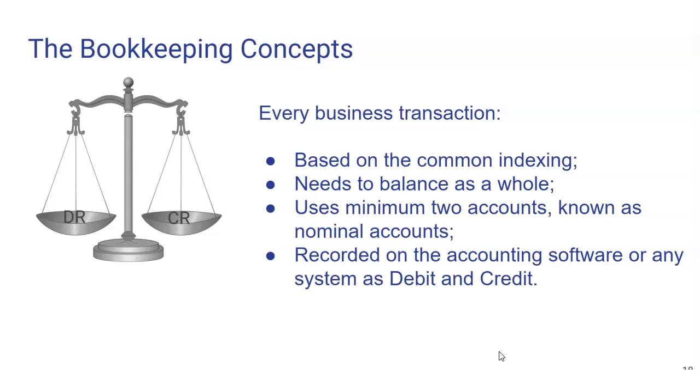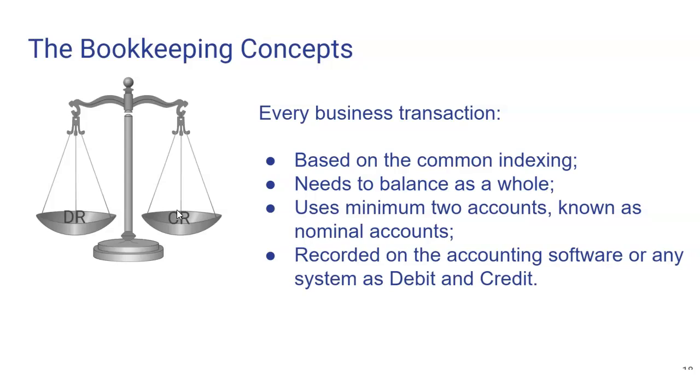Every business transaction needs to be balanced, and it has a minimum of 2 accounts. The way accounting software works is the same as it would be recorded on paper, as a debit on one side and credit on another side. And 2 sides need to balance. So if you had 1,000 on one side, you should have 1,000 on another side.